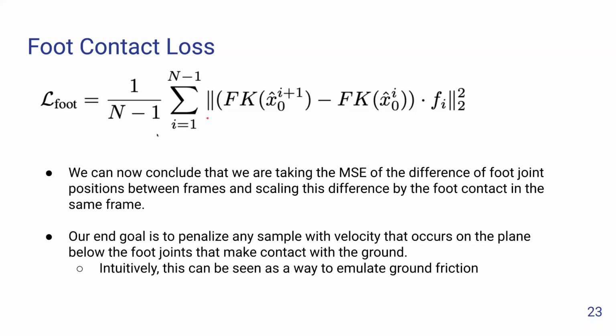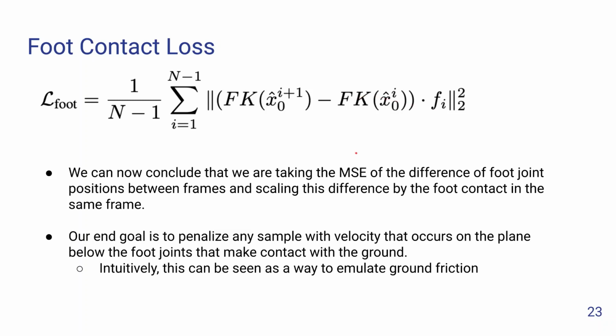Finally, we take the MSE with an L2 regularizer on the whole entire thing, which is the difference between the position of the next frame subtracted by the position of the current frame. And then we scale this up by whatever we get at our foot contact mask at the ith frame.